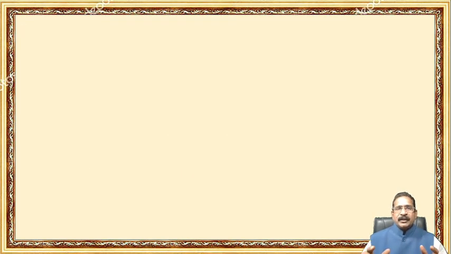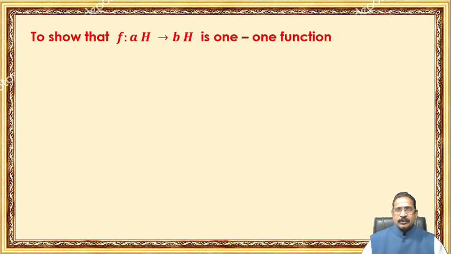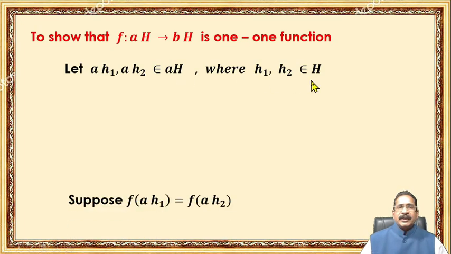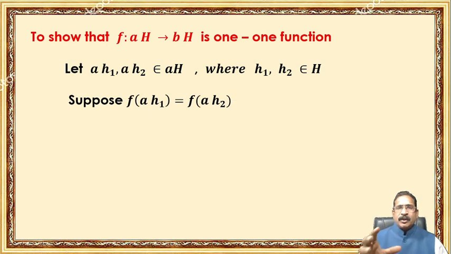To prove this is a one-to-one correspondence means f is a bijection. Bijection is one-one and onto. So, now we can prove f is a one-one function. For a one-one function, take any two elements ah1 and ah2 in aH, where h1, h2 are elements of capital H. Suppose f of ah1 is equal to f of ah2.